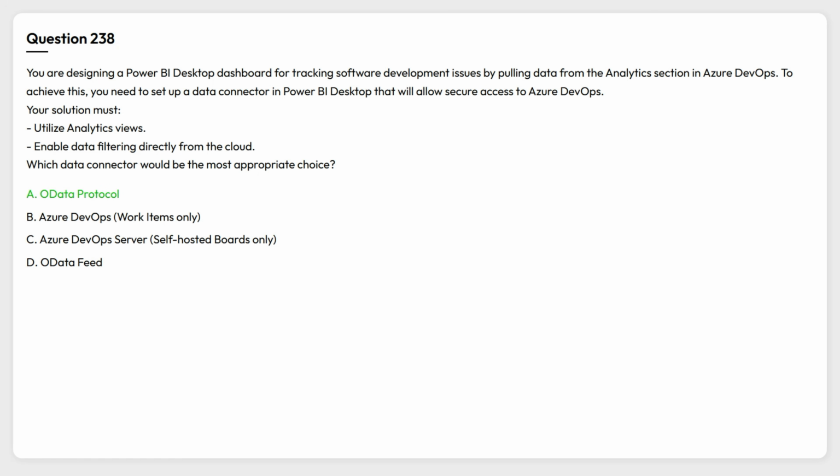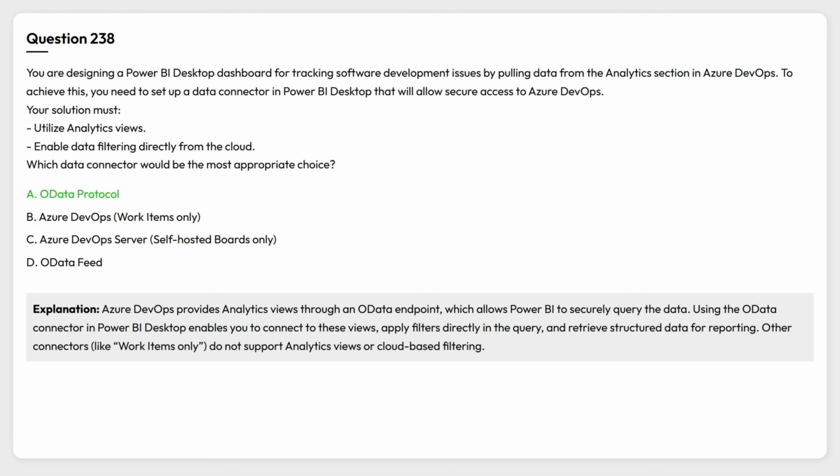The correct answer is option A, OData Protocol. Azure DevOps provides analytics views through an OData endpoint, which allows Power BI to securely query the data. Using the OData connector in Power BI Desktop enables you to connect to these views, apply filters directly in the query, and retrieve structured data for reporting. Other connectors like Work Items Only do not support analytics views or cloud-based filtering.